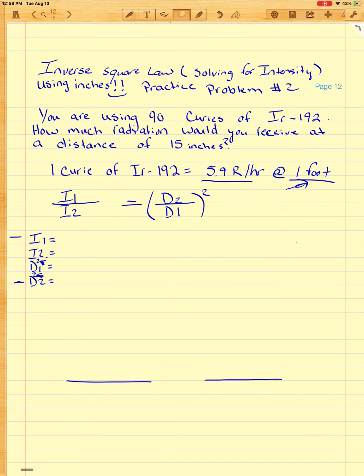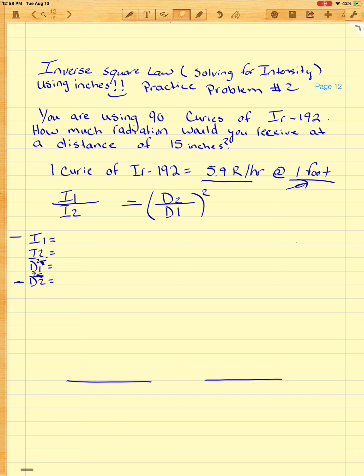Alright, inverse square law solving for intensity using inches. Practice problem number 2. You're using 90 curies of iridium-192. How much radiation would you receive at a distance of 15 inches? Now, we always have a known for iridium and cobalt. In this case, we're using iridium, so 1 curie of iridium-192 equals 5.9 R per hour at 1 foot.